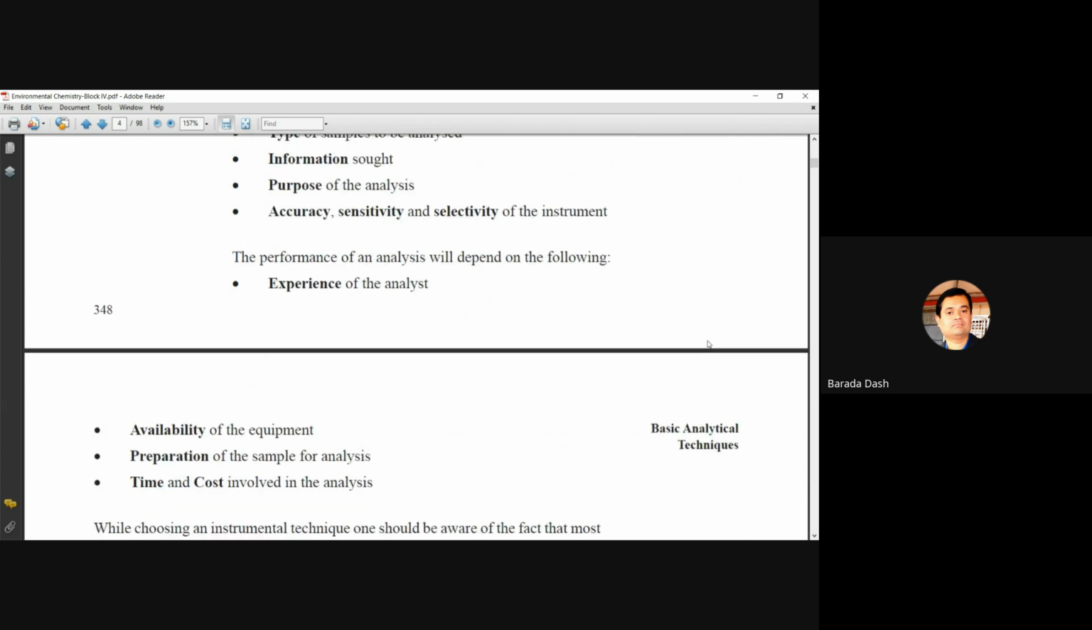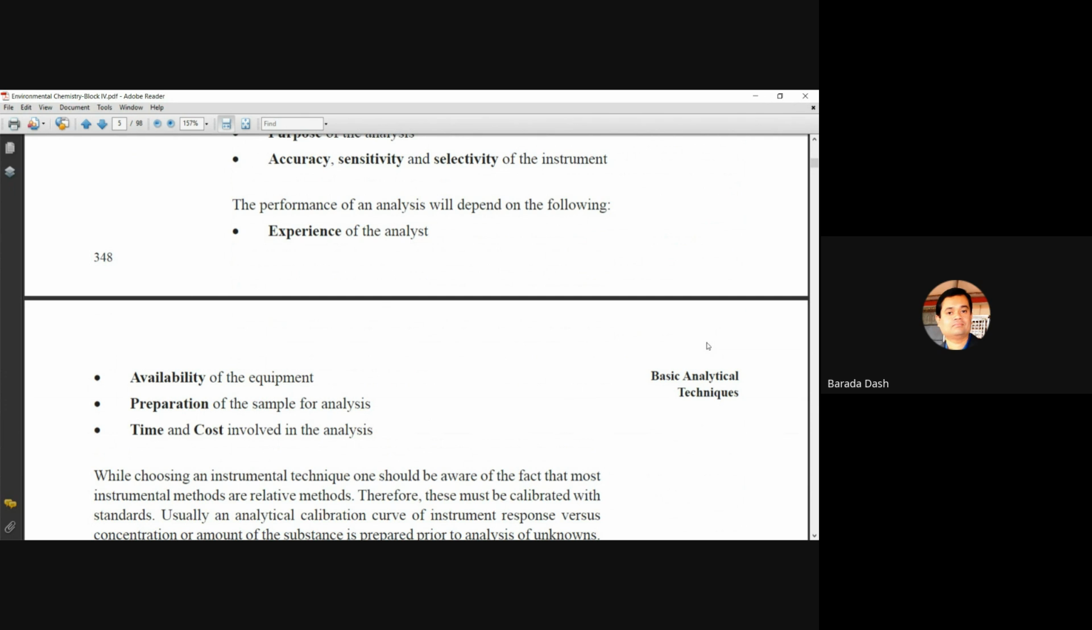Then performance of analysis will depend upon the following: experience of the analyst. If you don't have any experience in analysis and handling the instruments, then it's obviously difficult for you to do the analysis. Availability of the equipment: depending on what kind of equipment is available, you have to choose the method. Suppose a UV visible spectrophotometer can be utilized for analysis of various pollutants. If you have a spectrophotometer, you should choose a method suitable for the UV visible spectrophotometer. Otherwise, you have to follow other methods. Like if you have a sensor, you have to use the sensor for that.